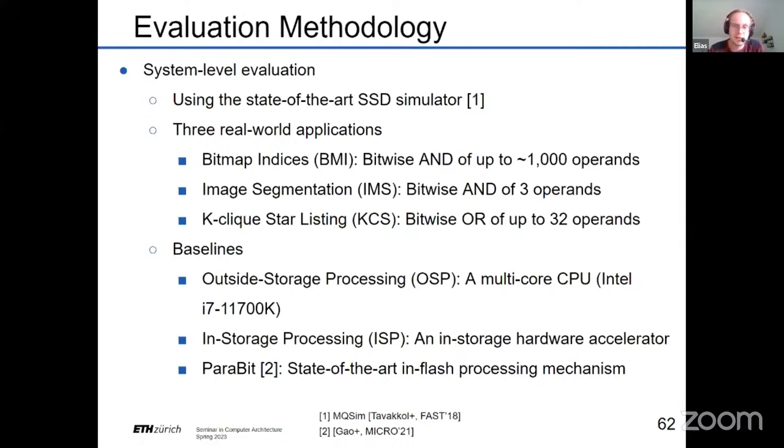Then for their baseline, they used an outside storage processing system, like a common system with an Intel i7. They used an in-storage processing system to compare against, and they compared against Parabit, the state-of-the-art in-flash processing mechanism.